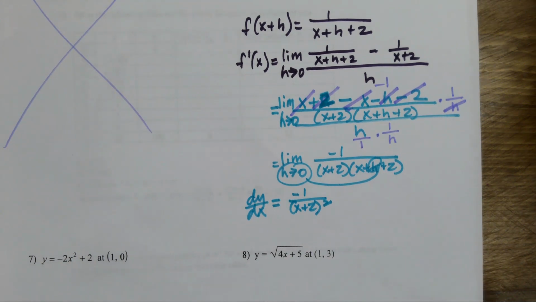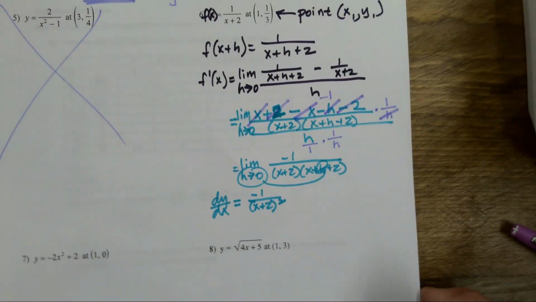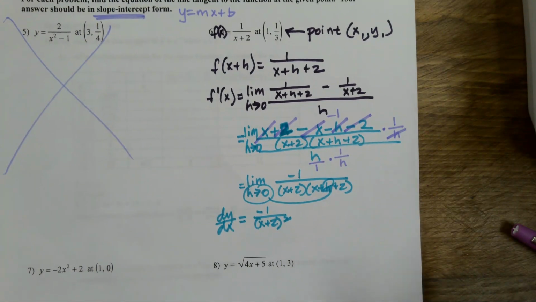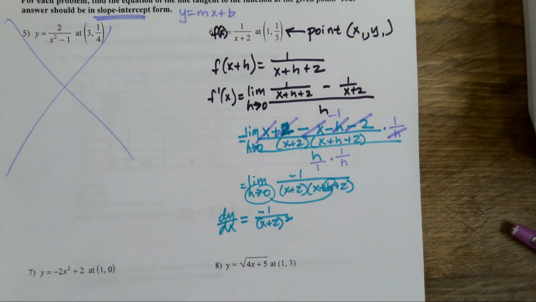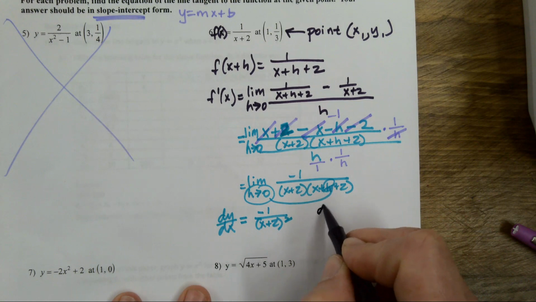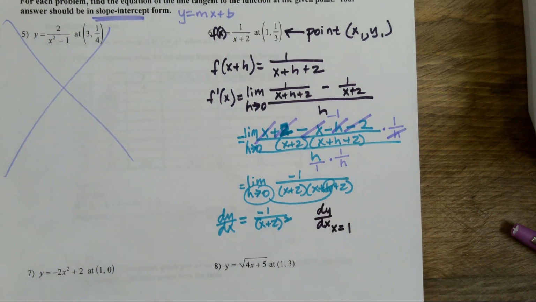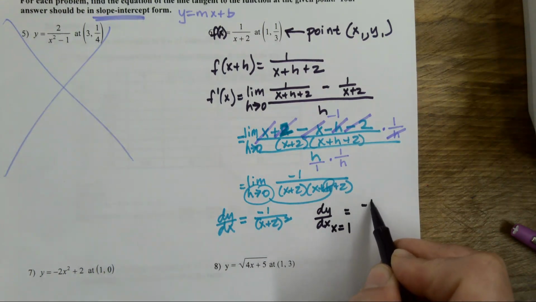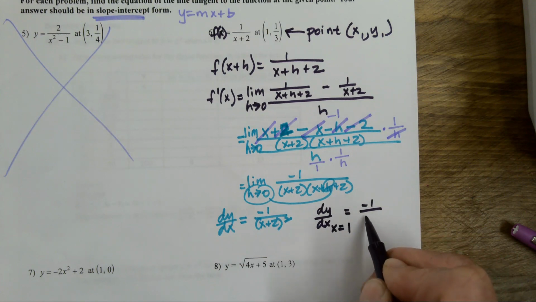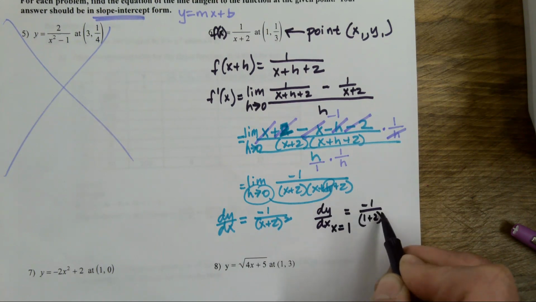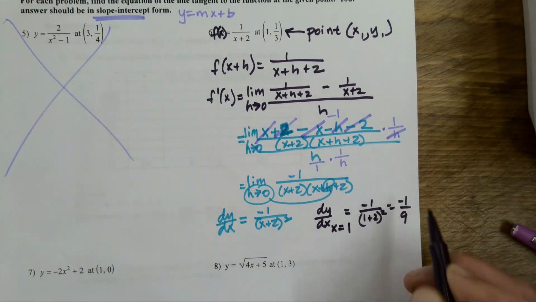All right, I've got the point. The point was given at the top. Now I need the slope. So I'm going to do dy dx at x equals 1. Where did the 1 come from? In the point. That's the x value in the point. So that's what I'm going to be using in order to find my slope. When I do that, I get negative 1 over 1 plus 2 squared, or negative 1 over 9.